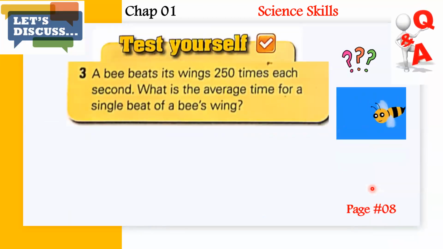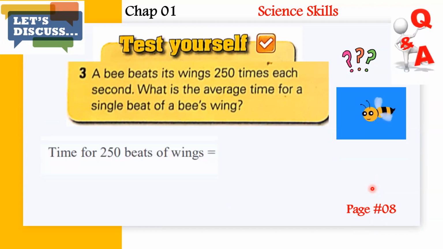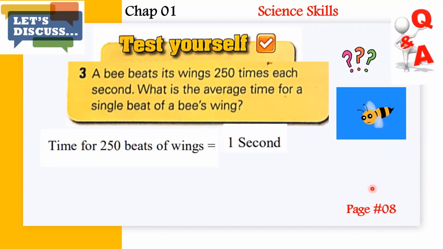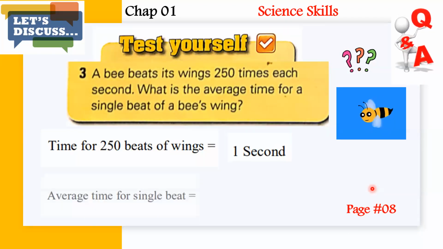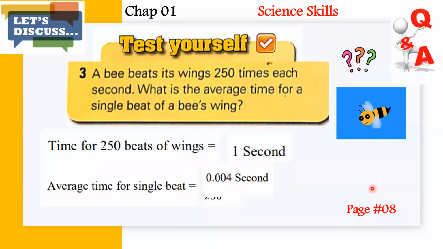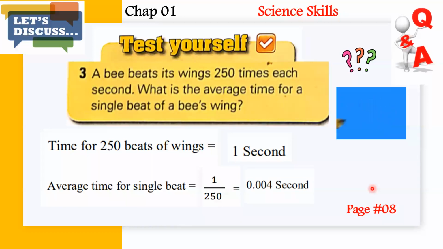A bee beats its wings 250 times each second. What is the average time for a single beat of a bee's wing? A complicated question, this is. In 1 second, it beats its wings 250 times. So the time for 250 beats is only 1 second. Per one beat, how much time will it take? You have to divide 1 by 250. So you will get 0.004 seconds for a single beat.